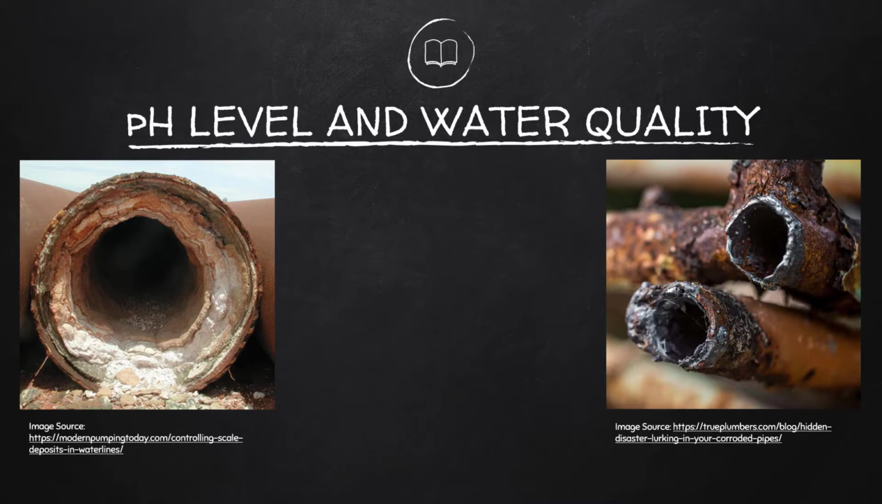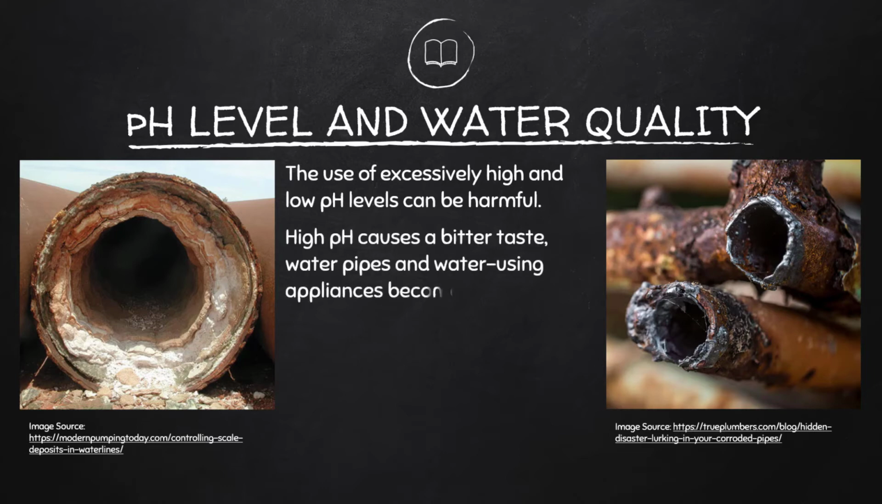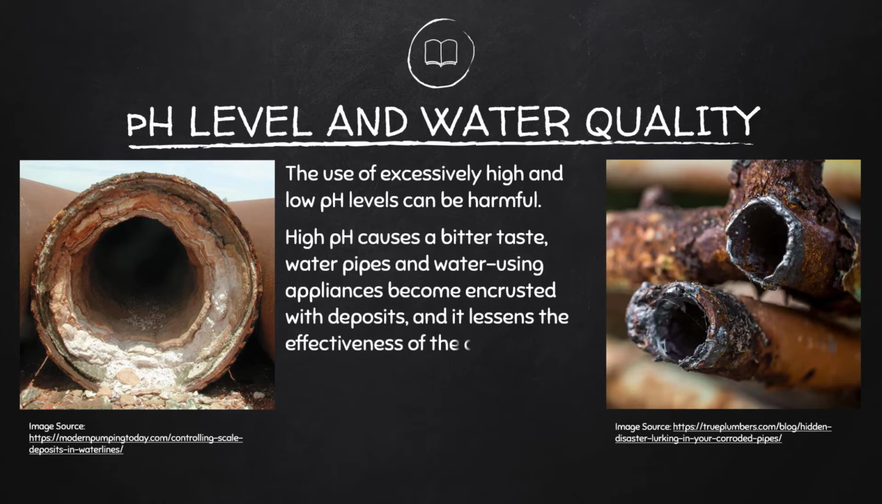Now let us relate the pH level of water samples to its water quality. Excessively high and low pH levels can be harmful. High pH causes a bitter taste. Water pipes and water-using appliances become encrusted with deposits, and it lessens the effectiveness of the disinfection of chlorine, as we can see in the figure on our left. These white deposits are surrounding the inside of our pipe, and it is clogging the way of your water in the pipes.